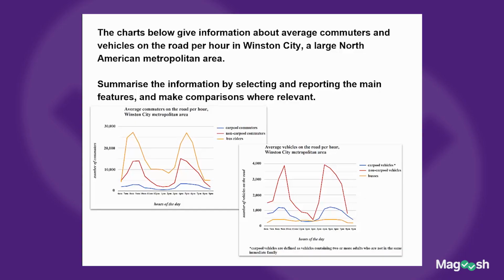Okay, now here's an example of a Task 1 prompt that has line graphs. Now remember, on any Task 1 prompt, you might get a mixture of different types of visuals. In this case, we have two line graphs. They're very closely related to each other, but you could have a line graph and a table or a pie chart or any number of different combinations there.